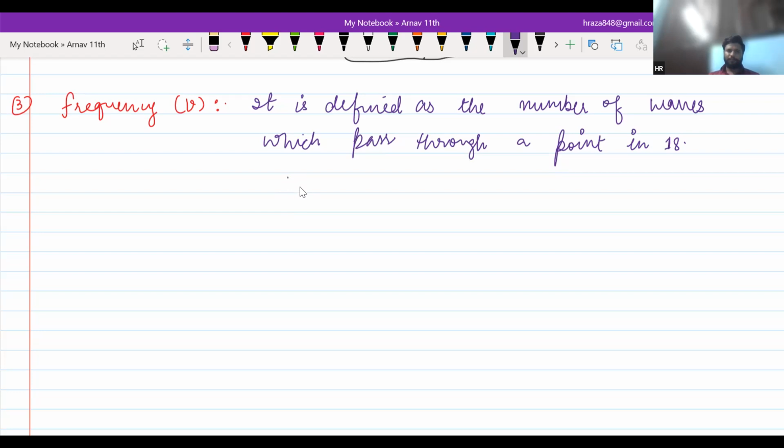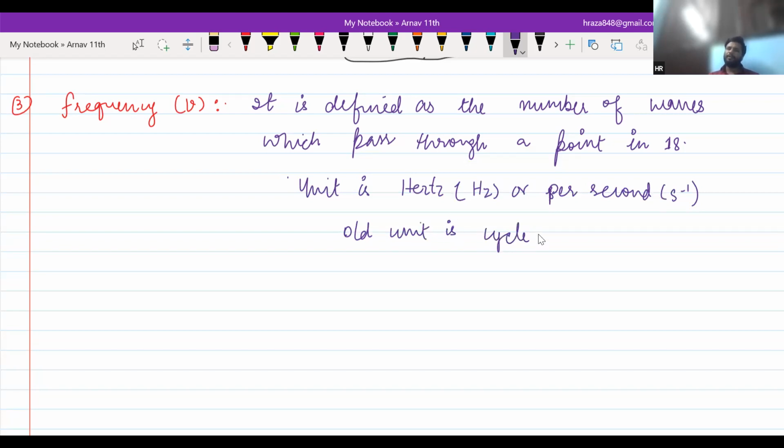Its unit is hertz, that we denote by Hz, and it is per second. Its old unit is cycle per second. So this is about frequency, and the fourth is time period.